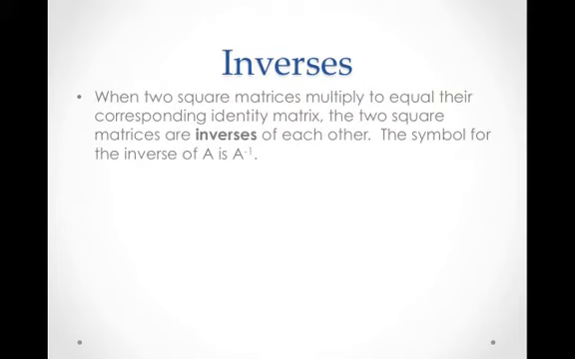When two square matrices multiply to equal their corresponding identity matrix, the two square matrices are inverses of each other. The symbol for the inverse of A is A, and then to the power, it looks like an exponent of -1. So that, but it's read A inverse.